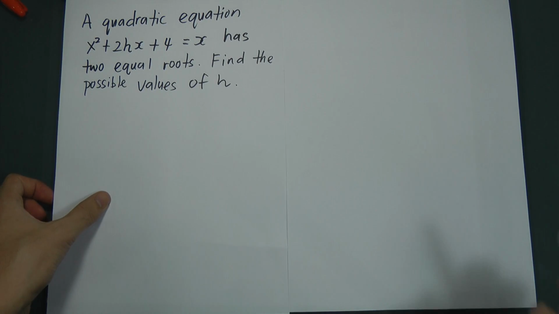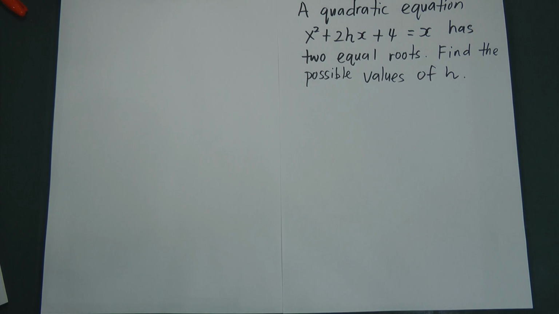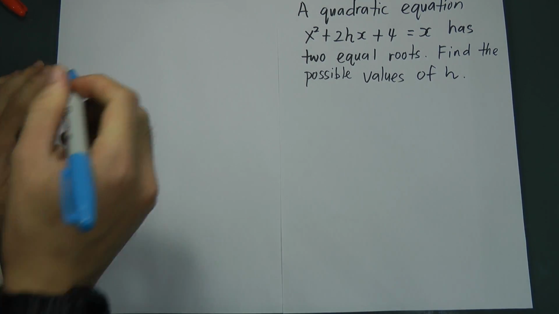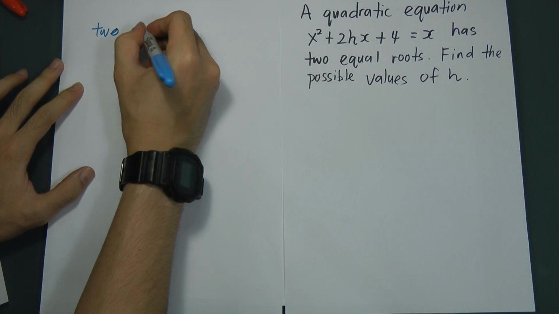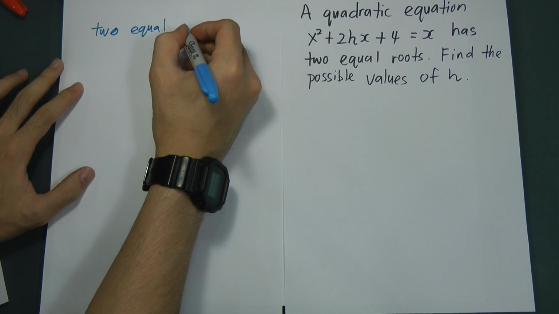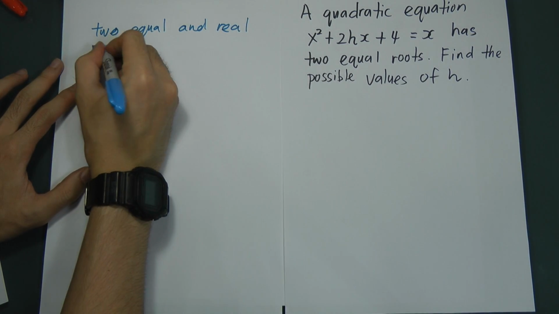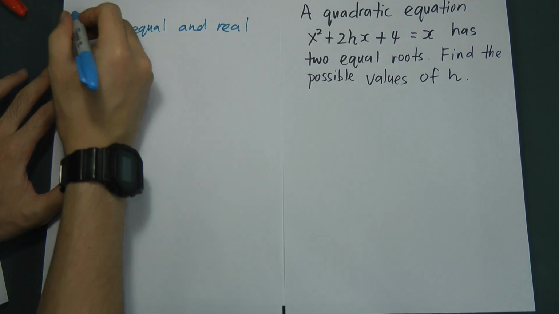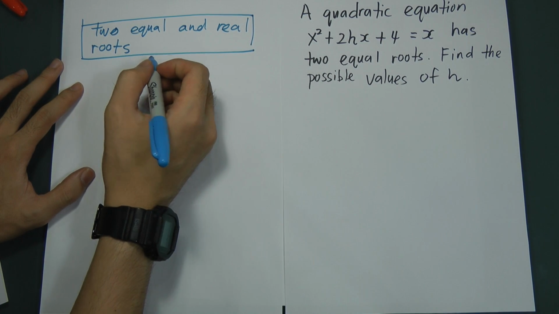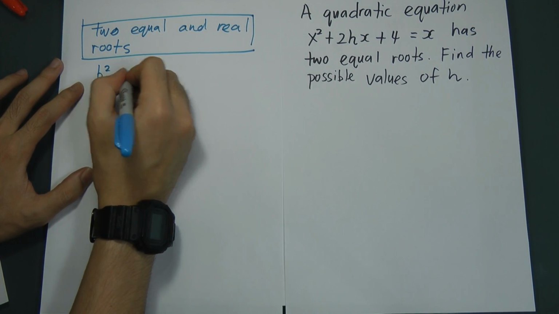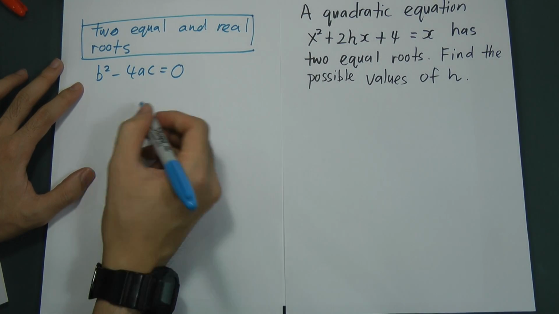First, before I start to teach, let me do a simple explanation. When you see something like two equal and real roots, what is the meaning of that? You must remember, when you see two equal and real roots, it means b squared minus 4ac will equal to 0.